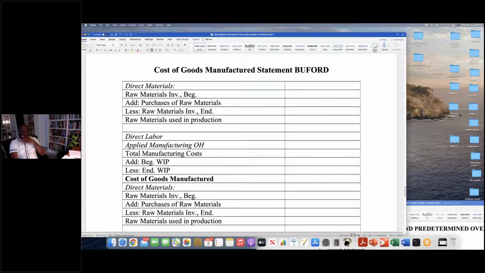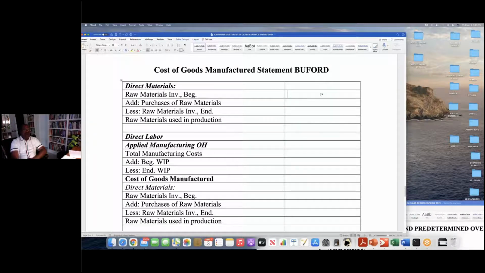So let's look at the statement. What do you see on the statement, Buford? The direct materials. You want me to read what's on the statement? Well, if you look at the beginning and the end, we always see direct materials, direct labor, and the manufacturing overhead. So whenever we're dealing with costs, we always see those three things: direct materials, direct labor, applied manufacturing overhead.